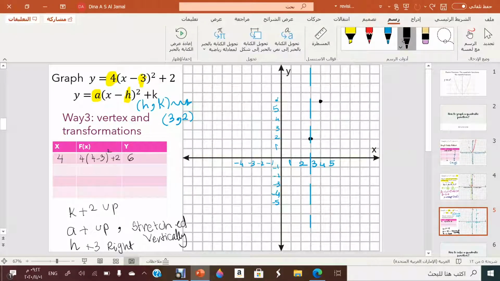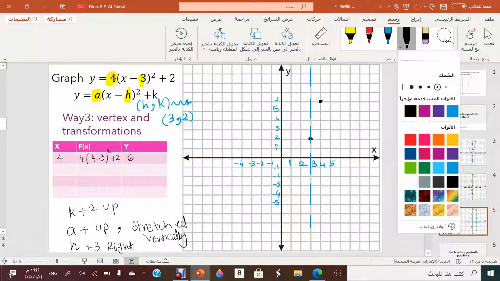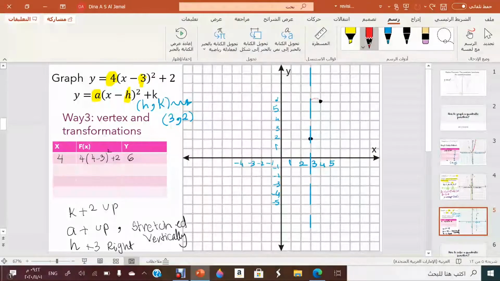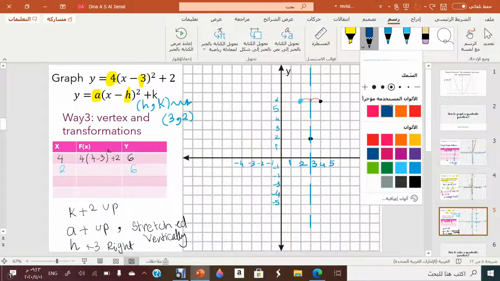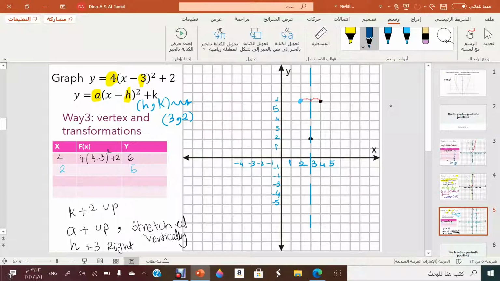Now, how many units do I have until I do a reflection? You are having only 1 unit. So your new point must be here. And if you used your table to substitute by 2, it will be giving you 6. So let's graph by now and let's connect the points together. Of course, your line must be passing through this point and this point.